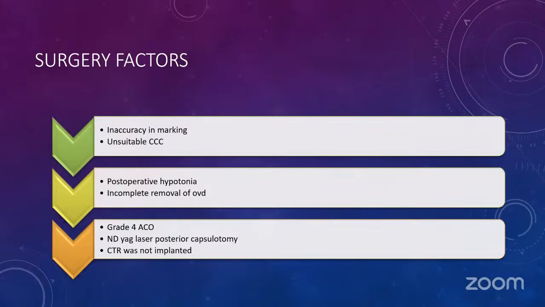Now, surgery factors. First of all, there is inaccuracy in marking. If you are marking manually, it is better to recheck with another method as well, so that you don't have any refractive surprise post-operatively. Or if you are using a digital method, you should always have a manual method as a plan B if at all you find some difficulty using the digital method.